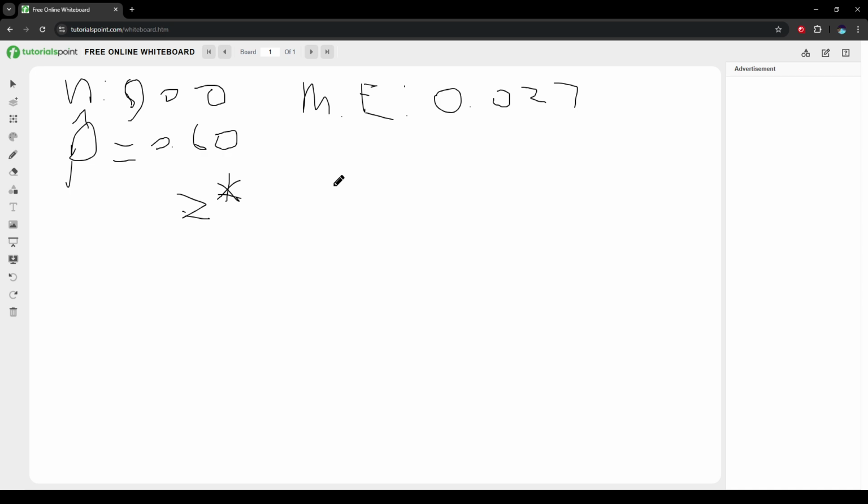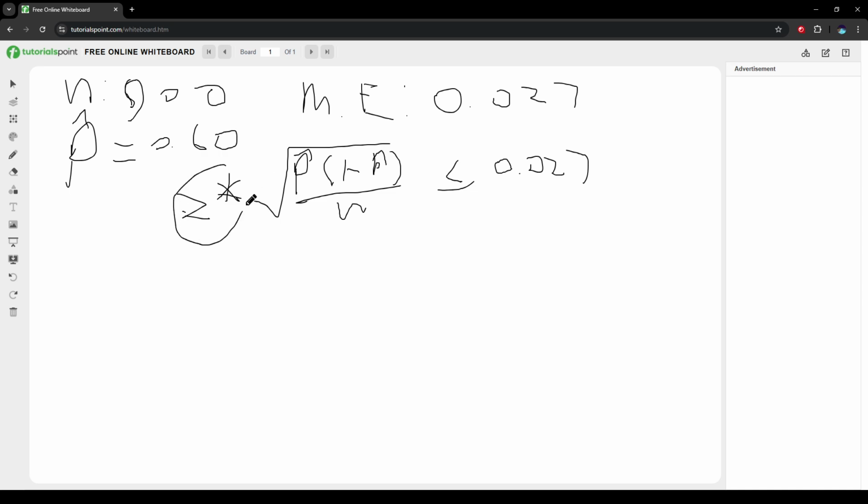Yes, that is it. So it's the square root of the sample proportion p times 1 minus p over n, which is equal to the margin of error, 0.027. So when we're trying to solve for the confidence level, we're trying to solve for the critical z-value first, so we can use that to obtain the area on our standard normal curve.